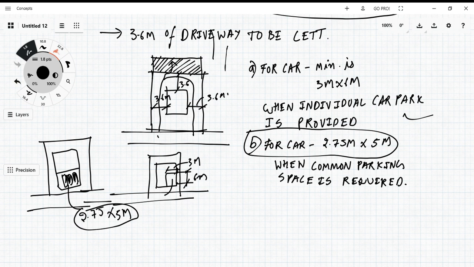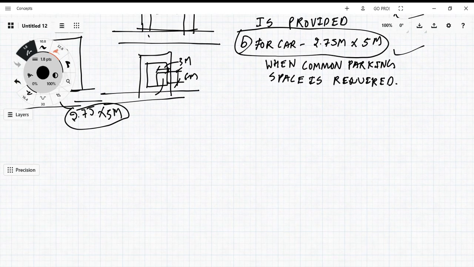So either A, I have to follow when I am providing individual car parks. When common parking, I have to follow B. Okay, understood, guys? Also, in Indian conditions, we have more two wheelers. So what is the space to be provided for two wheelers? Any idea? Please come forward and comment any idea for two wheeler parking space.